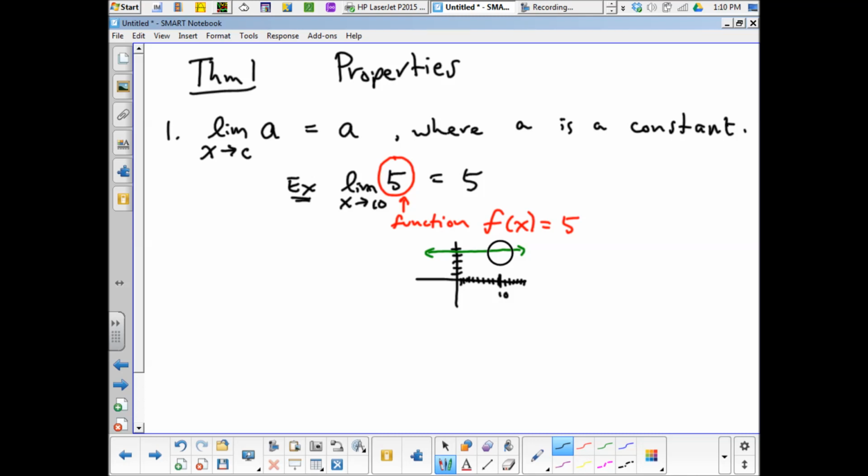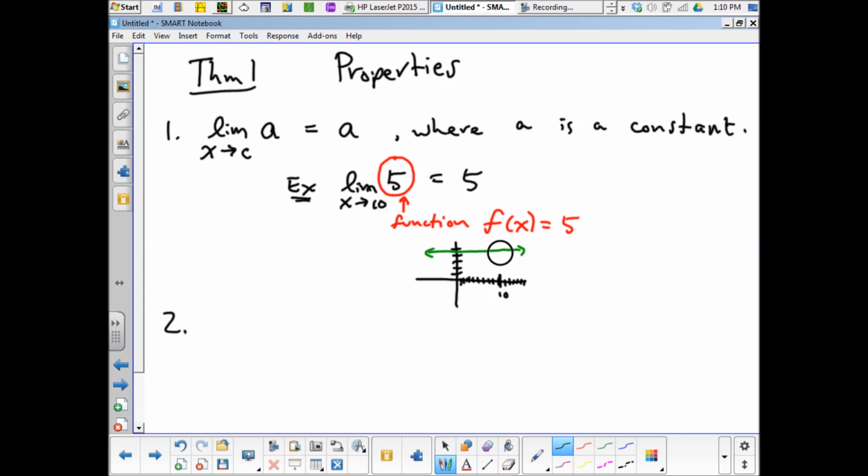So this brings up an interesting point. What if it had been limit as x goes to 100? What would the answer have been? 5. What if it was pi? 5. What if it was negative 2 million? 5. Yeah. So the limit of a constant is just that constant. That's the first rule. The next time you just blaze right through that. Don't even have to think about it.